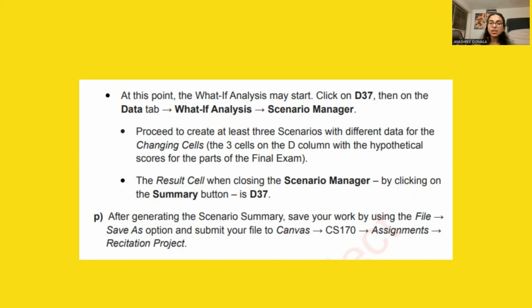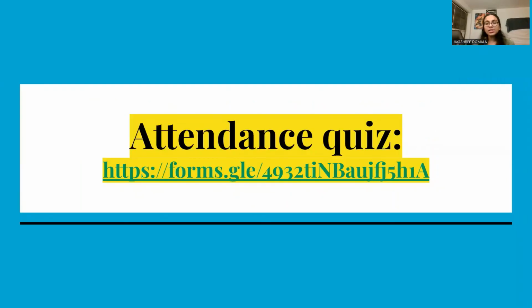The P part is, after generating the scenario summary, you can save your work by using the File, Save As option and then proceed to submit it to Canvas. You can go to the CS 170 course page, and under assignments, under recitation projects, you can submit your assignment. So with this, we come to an end to what we have to do in the recitation project.